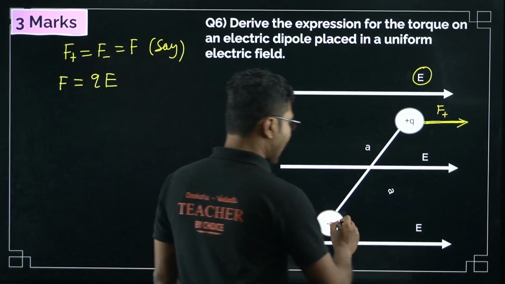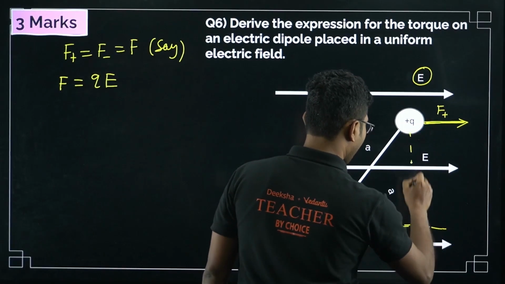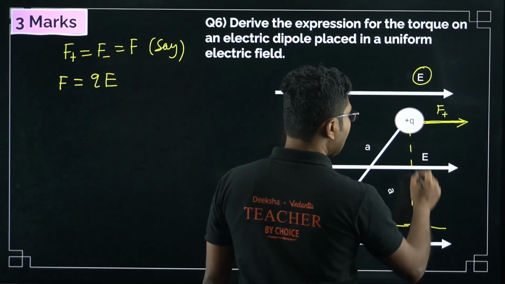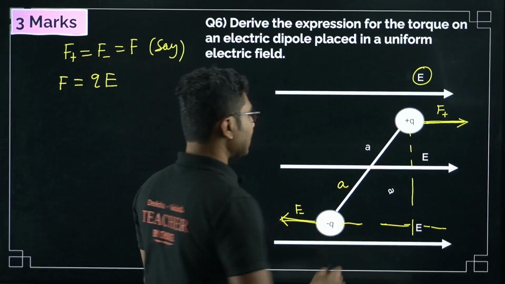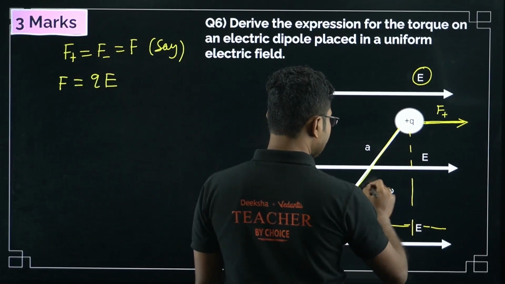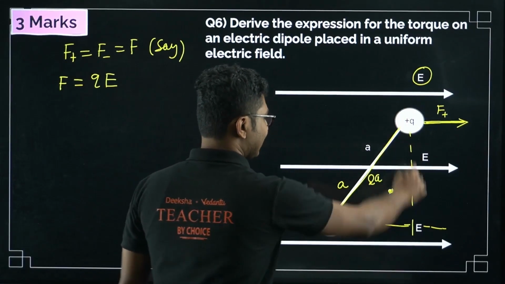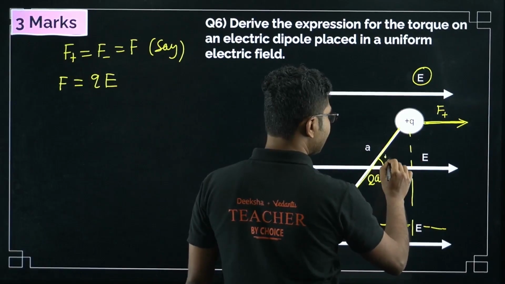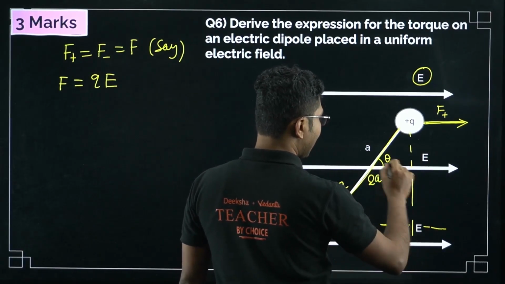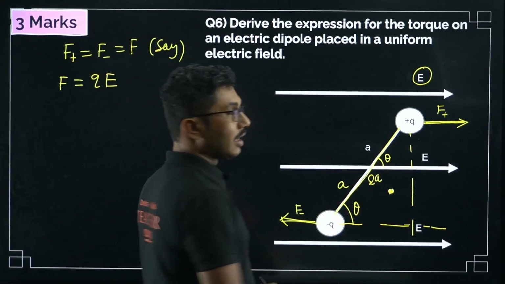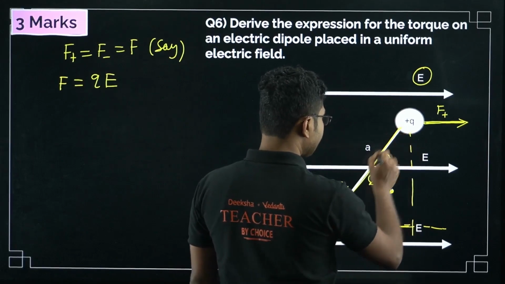To find the torque, you have to draw a line like this, and then join this. Okay, so this is the distance. If the distance between the charges of the dipole is A plus A, that is 2A, the total distance is 2A. To find this distance, we need to know this angle theta. If we know this angle theta, this will be the same angle, since it is a parallel line and the bisector, so they are similar angles. So this is theta. This distance is 2A.